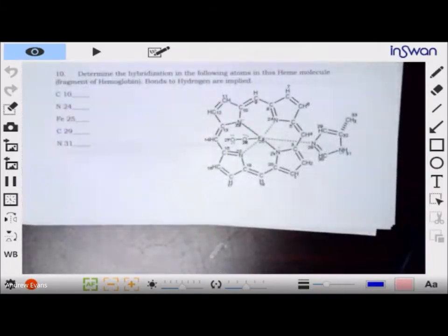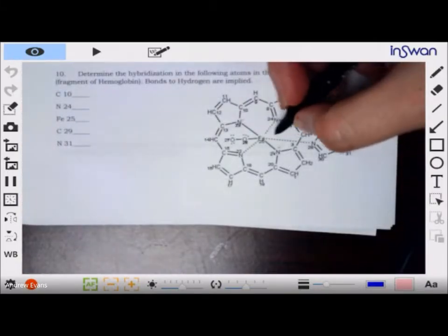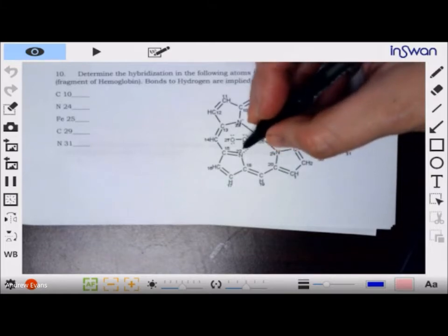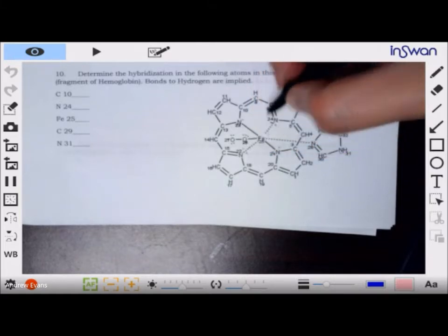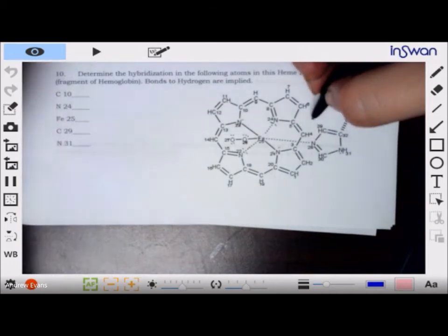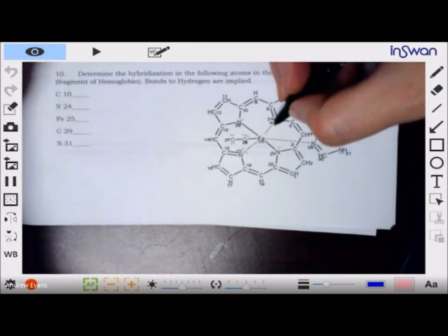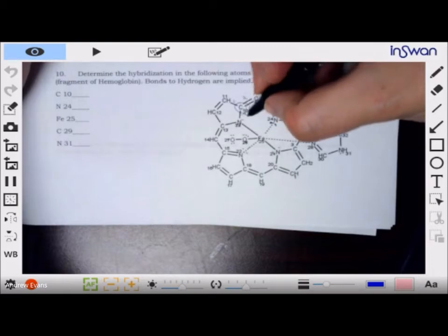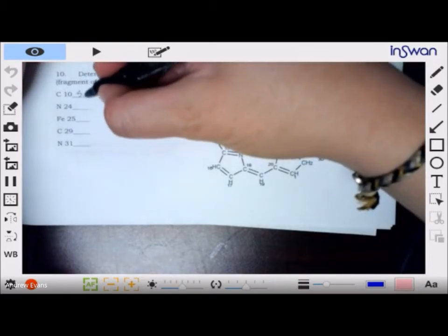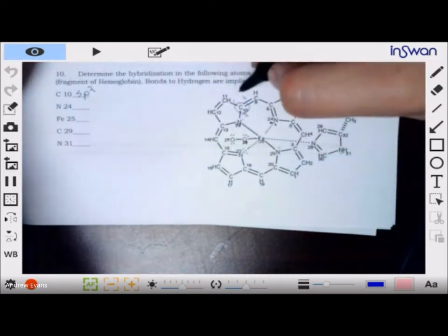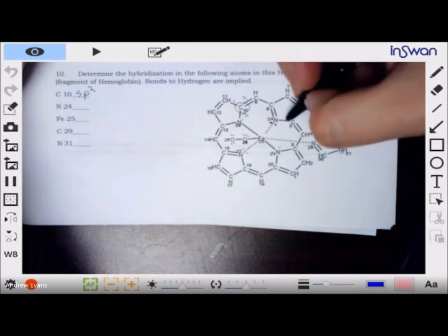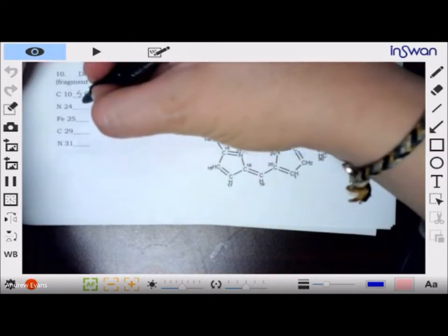Determine the hybridization of the following atoms in this heme molecule. Please note, these weird bonds are from nitrogen donating electrons into here. But all lone pairs are accounted for. So carbon 10 right here. How many electron domains? 1, 2, 3. What must this be? sp2. Nitrogen 24. How many electron domains? 1, 2, 3. sp2.